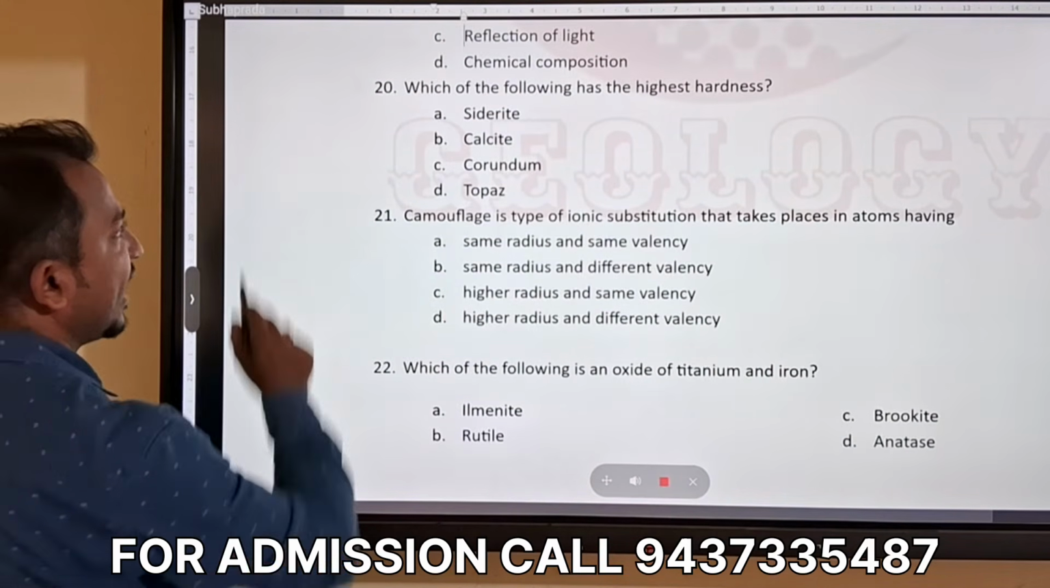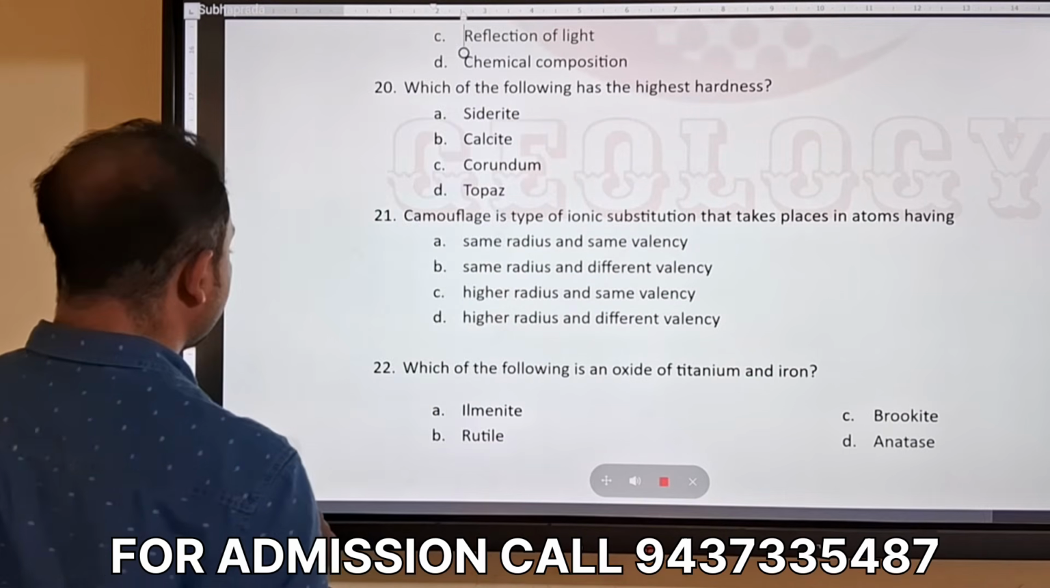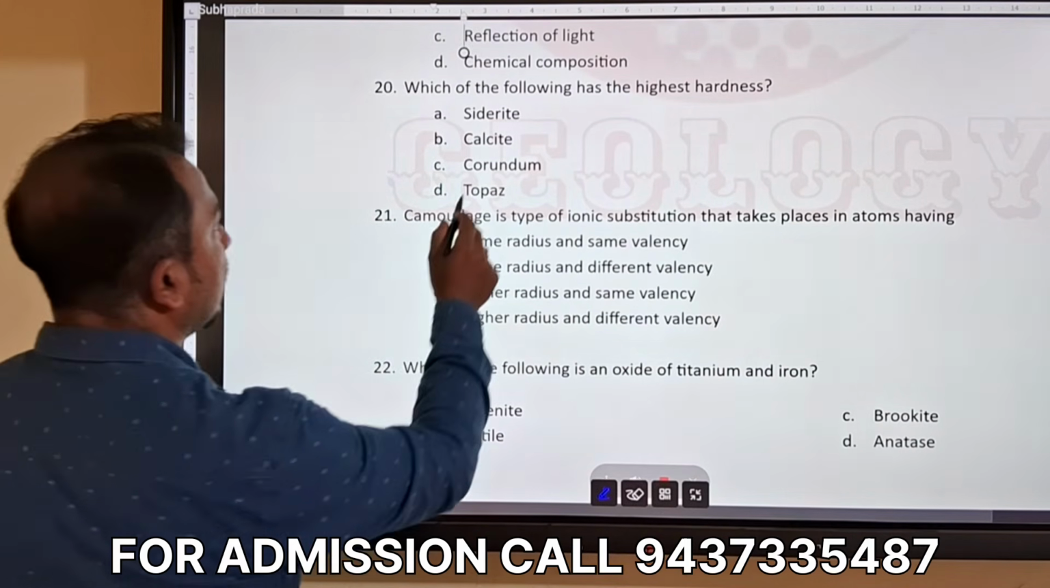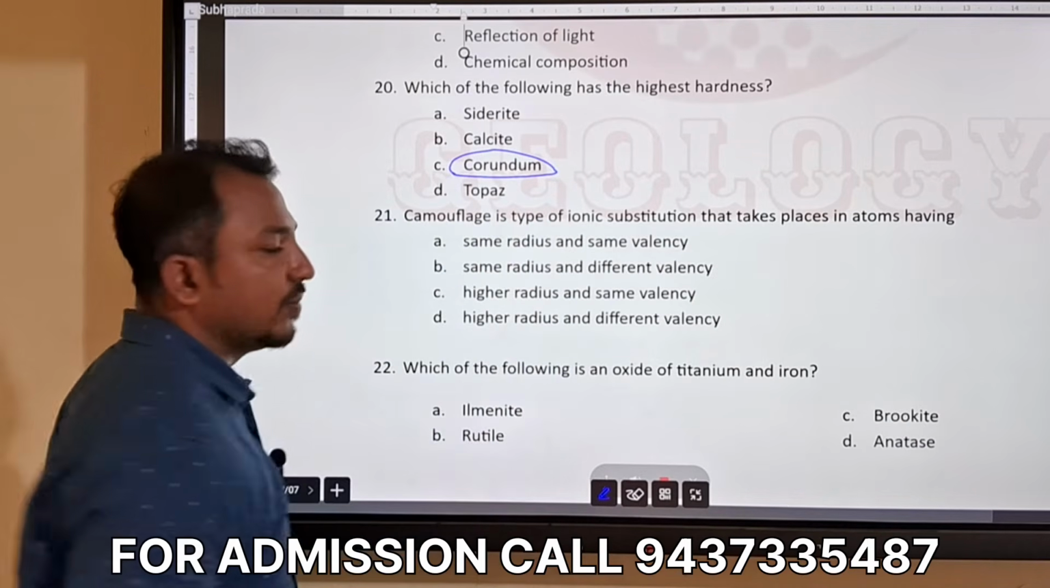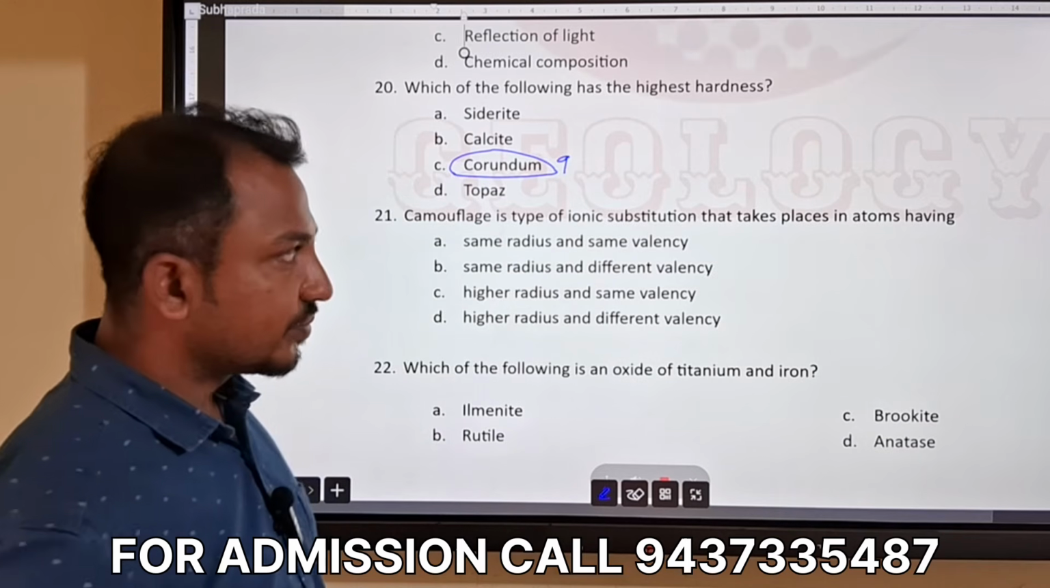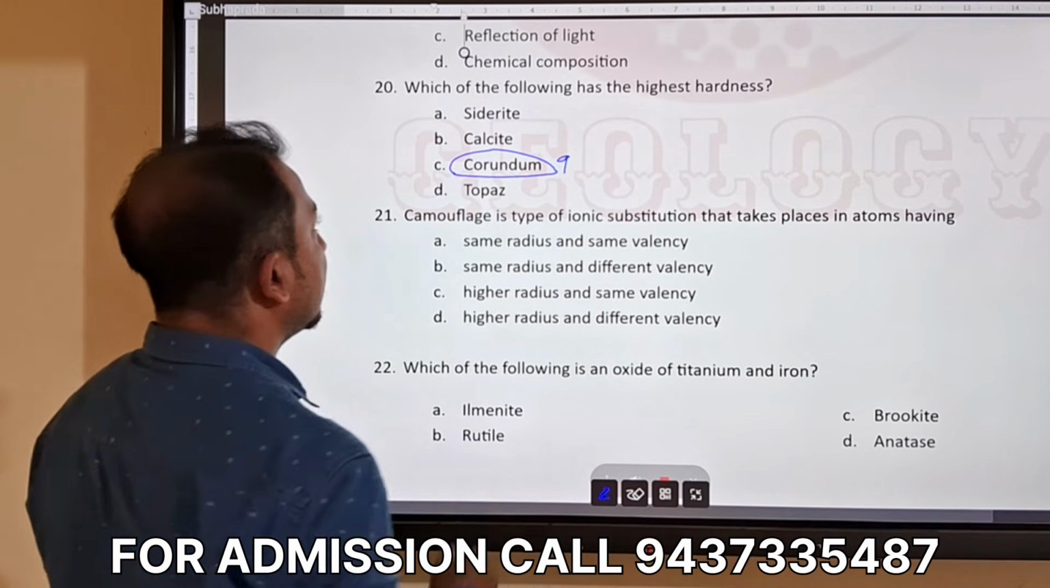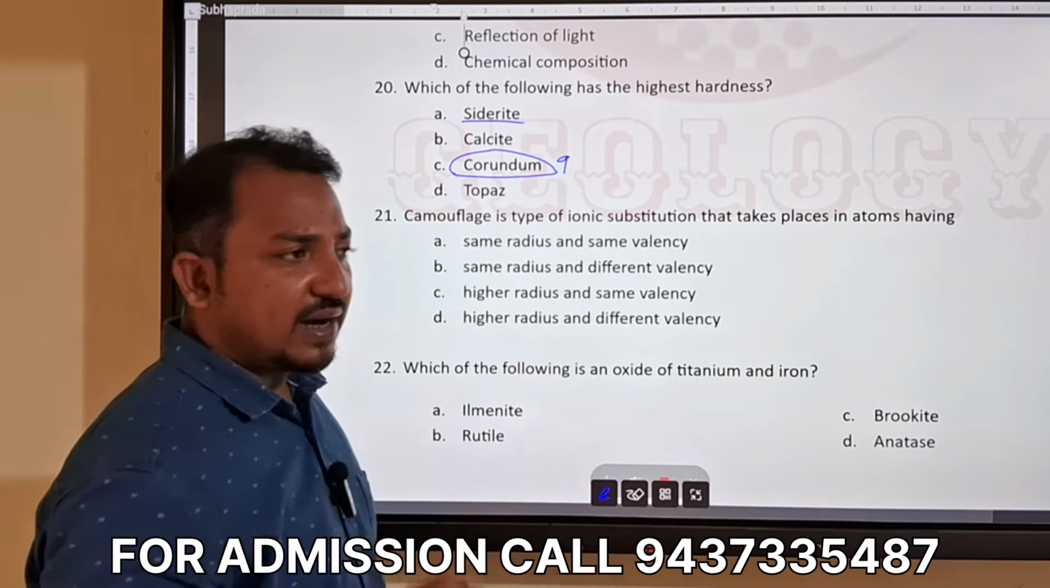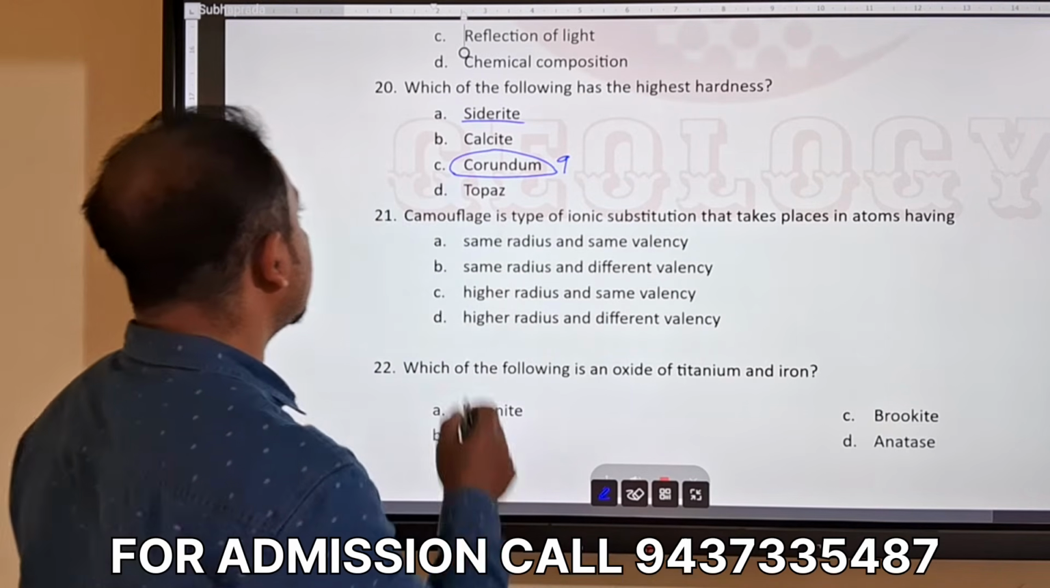Which of the following has the highest hardness among these minerals? Already discussed, that is corundum. Corundum has hardness of 9, topaz has 8, calcite has 3, and siderite doesn't have that much hardness. So the answer will be corundum.